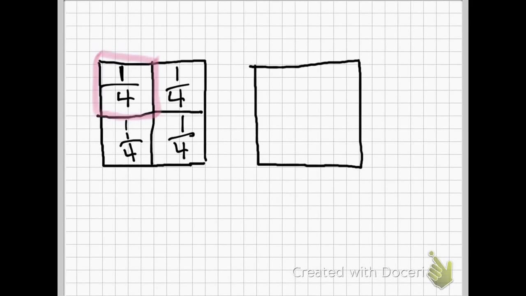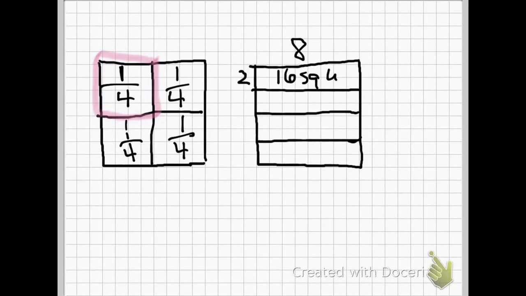Let's say he decides to fold it a different way. Let's say he folds the paper in half, but then he folds it this way. Did he divide it up into equal parts? Well, let's do the math and let's see. This side, the length would be 2 and the width would be 8. So 2 times 8, the area would be 16 square units.